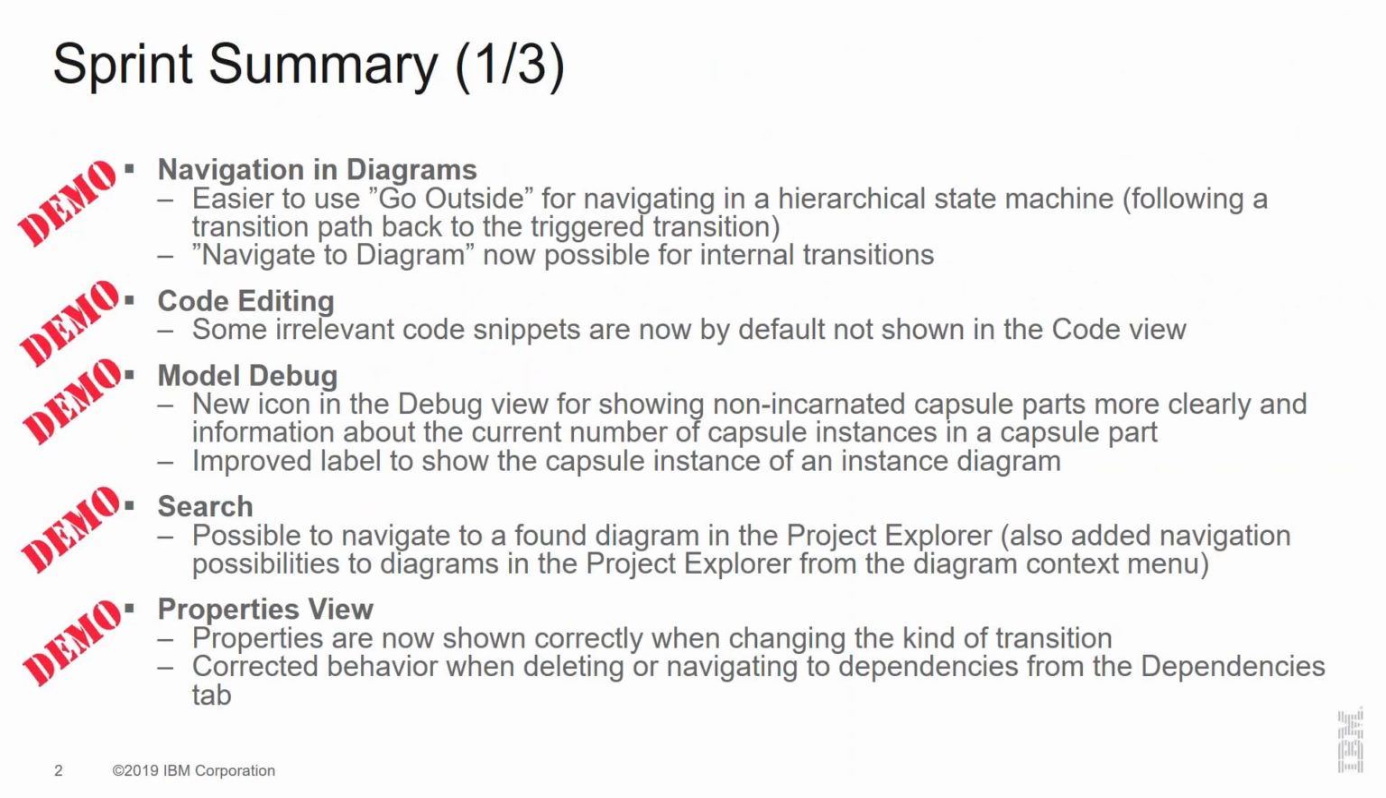So in this sprint, we have done some improvements related to diagram navigation. It's now easier to use the go outside command for navigating in a hierarchical state machine, in particular if you want to follow a transition path back to the trigger transition from inside a nested state. We also fixed that navigate to diagram now works for internal transitions.